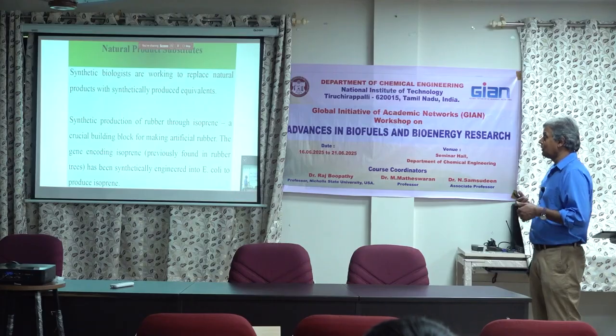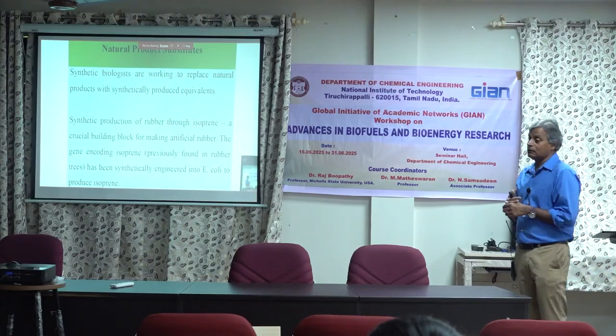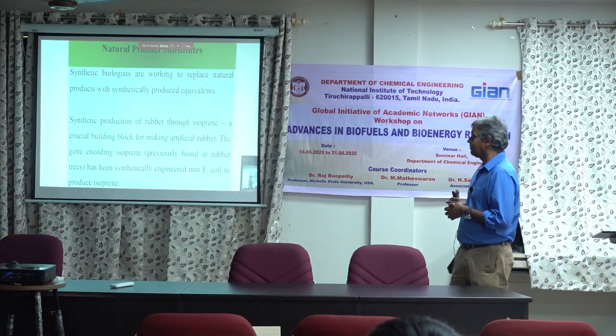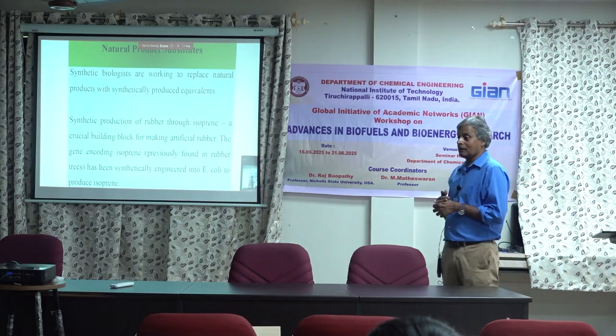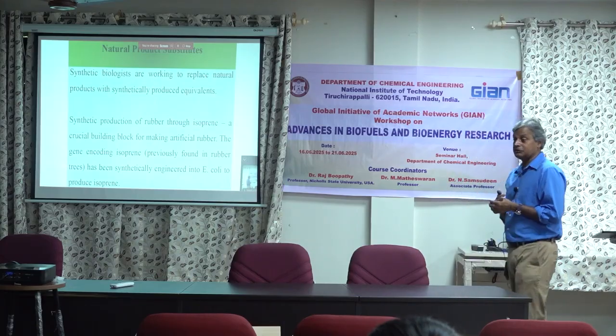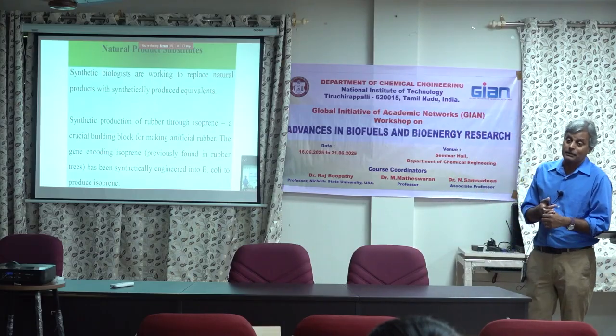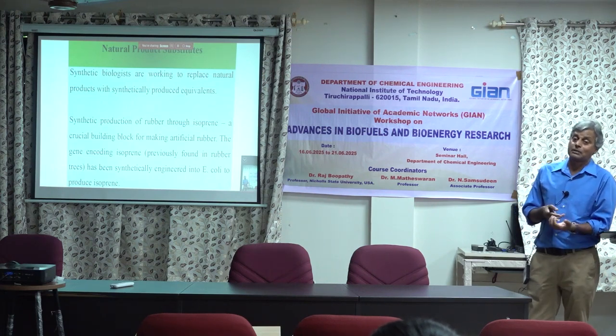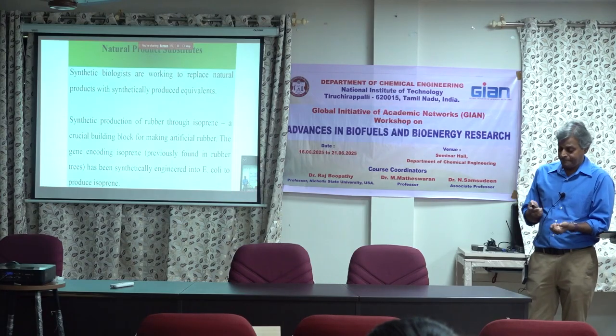Synthetic production of rubber through isoprene, a crucial building block for making artificial rubber. The gene code encoding the isoprene, previously found in rubber tree, has been synthetically engineered and put in an E. coli. Now you can make this rubber by making this bacteria express that protein that you can make the isoprene, the building block for your rubber. Okay.